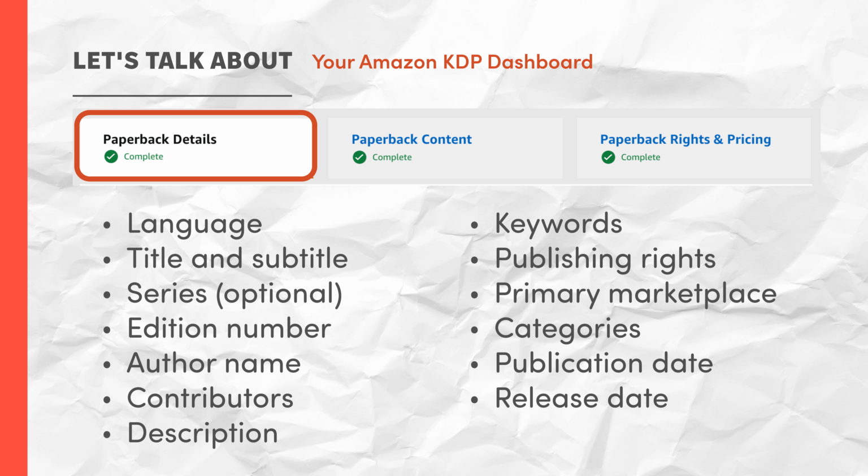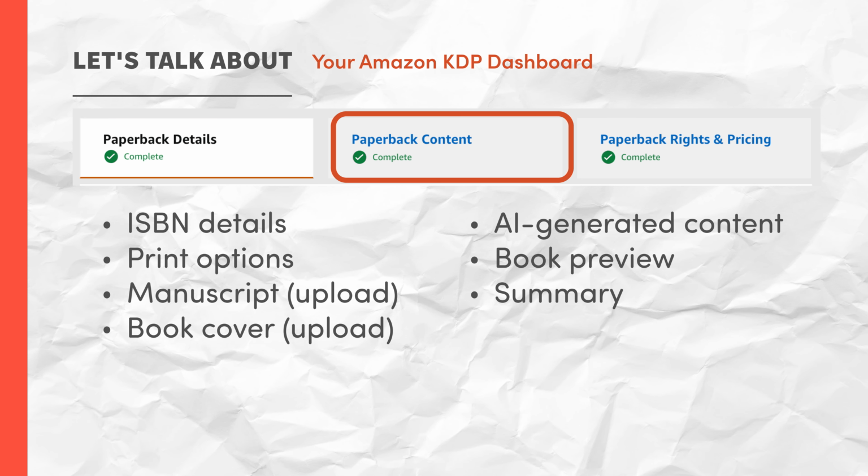Across the top navigation, you'll find the setup process has 3 main sections. Book details, where you will provide key details about your book, such as title and subtitle, author name, description, this is your sales copy, keywords, categories, etc. The next section is content upload.